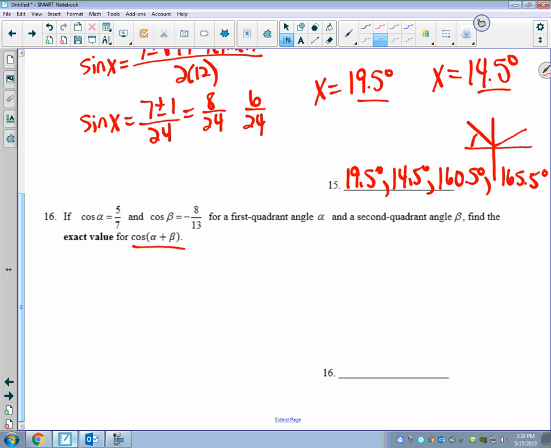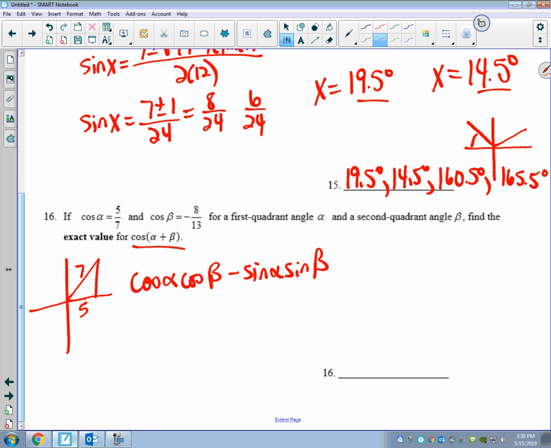Number 16 is sum of cosine. And so this is, again, just a formula that cosine of alpha plus beta is cosine of alpha times cosine of beta minus sine of alpha sine of beta. Maybe not a bad idea to review both your sine and cosine sum and difference ones. And then this is where you have to draw a triangle. So it says that they're both in the first quadrant.